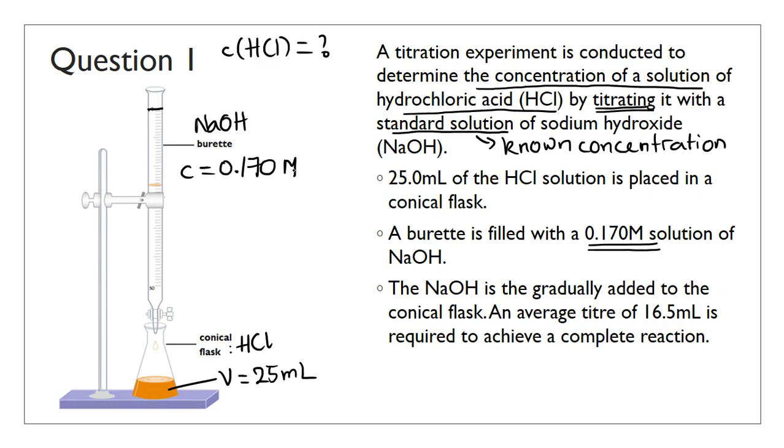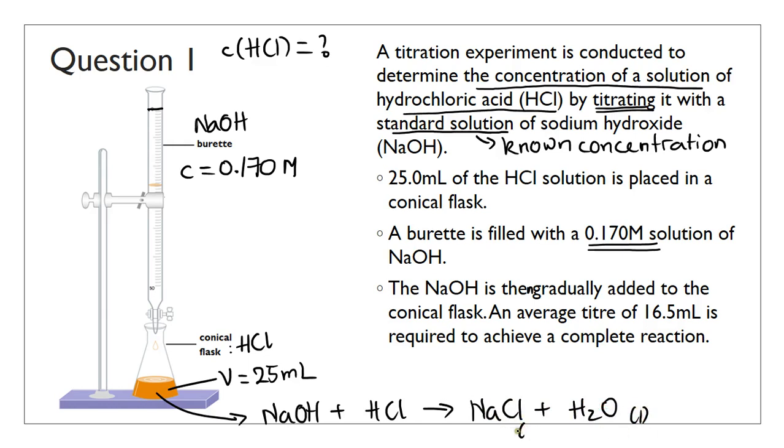The sodium hydroxide is then, that should say then, gradually added to the conical flask. So you're going to turn on the burette and add the sodium hydroxide to the conical flask gradually. As you add the sodium hydroxide to the hydrochloric acid in the conical flask, you're going to have a chemical reaction. The sodium hydroxide reacts with the hydrochloric acid and neutralizes it, and you get sodium chloride and water as the two products.